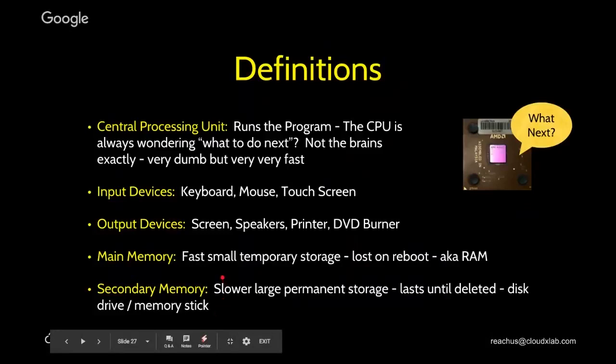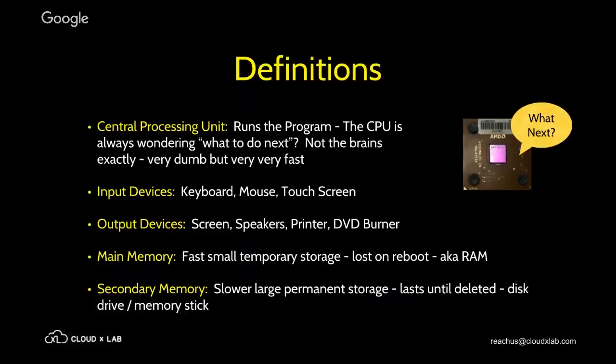So this is what we talked about, a CPU. It runs the program. The CPU is always wondering what to do next. It's actually not a brain, it's very dumb, but does things really, really fast. It reads the instruction from the RAM and does the next thing. And doing the next thing means reading data from somewhere or executing the next instruction. So those are the things that the CPU does.